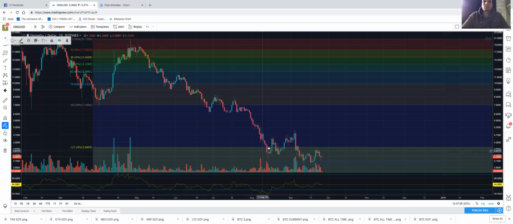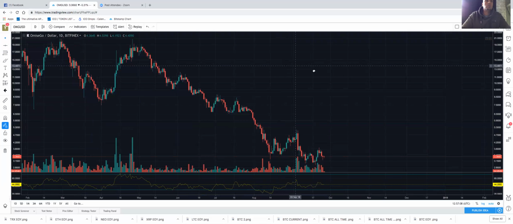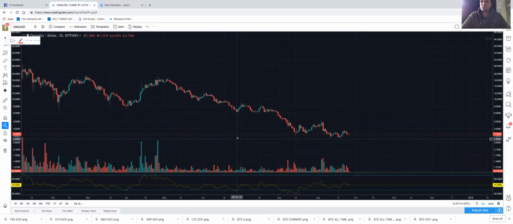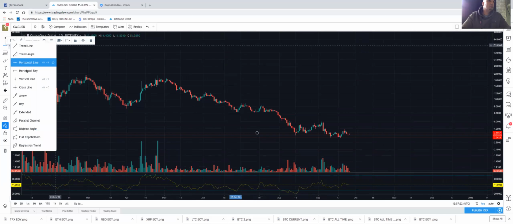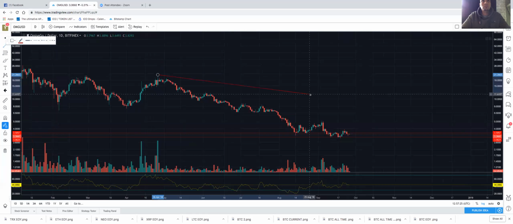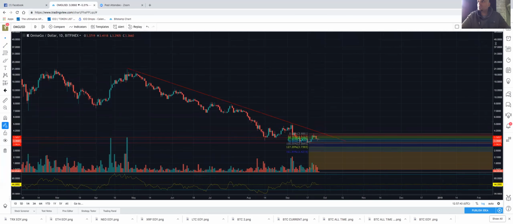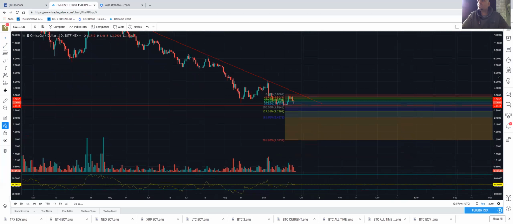Okay, we'll just clear all this clutter up. Okay, so here's our first bottom, second bottom, which we've broken. Let's plot our trend line from the top to the bottom. You can see the volume is very negative. And let's plot our Fibonacci from there to there. Okay. So OMG's short-term target rather is, just zoom this in a bit.